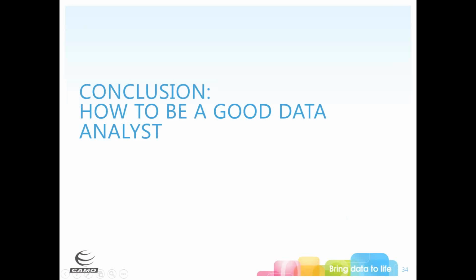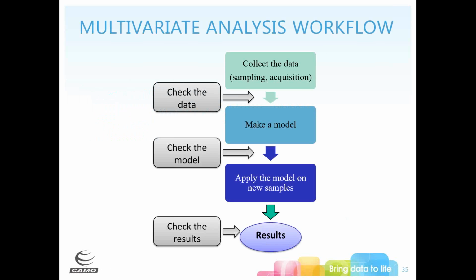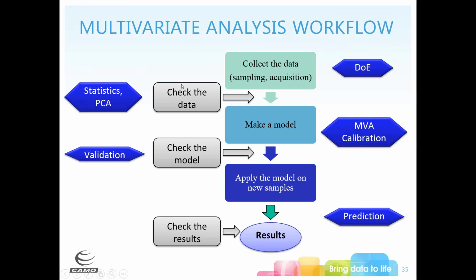So, in conclusion, how do we become a good data analyst? Okay, so the general workflow is you're going to collect your data, and then you check your data with, say, principal components analysis. Make a model, and then you check your model. Make sure that it makes sense. Interpret it. Apply the model to new samples, and then you check your results. Again, we only went over this kind of first area, so the check your data, the MVA calibration, and validation. Moving forward, you would do some applying the model to new samples.